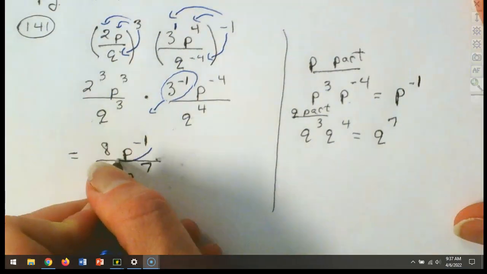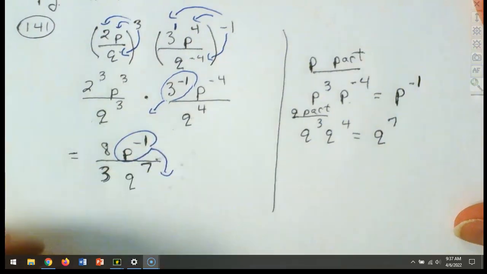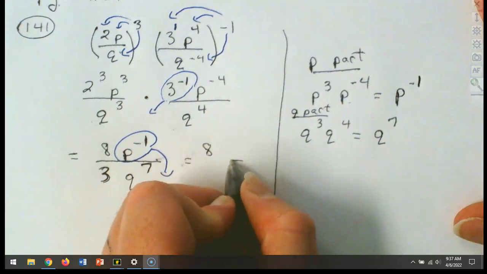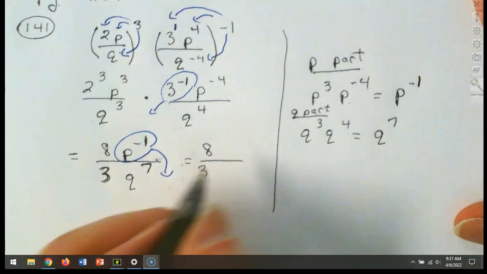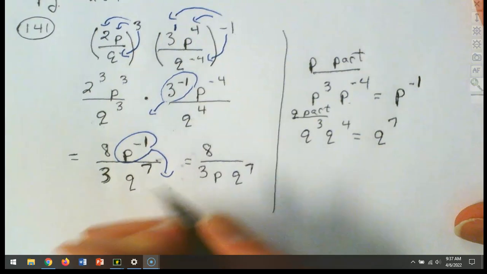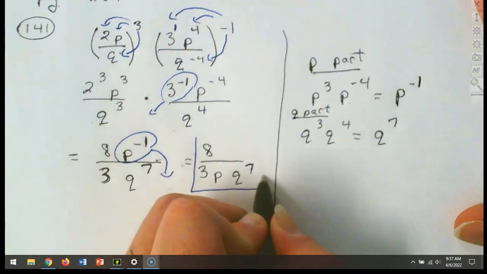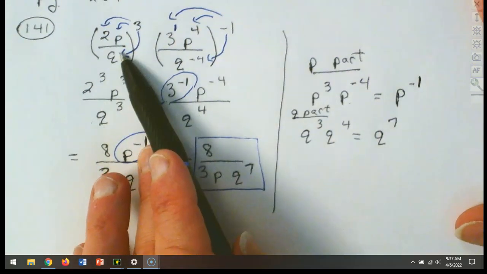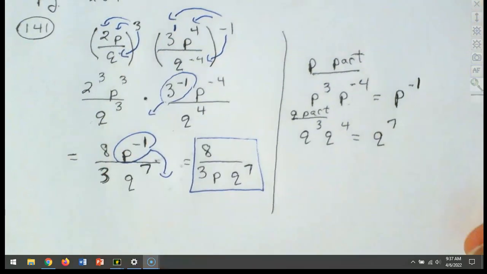P to the negative 1st. Where does it need to go? Yep, down below. So that then becomes, for my final answer, 8 is the only thing left in the numerator. A 3 is in the denominator. A P and a Q to the what? 7th power. And that is your final finished answer. And again, I forgot to write the 2, so it's a little bit different than the problem in your textbook, because I just forgot to write the 2 there.